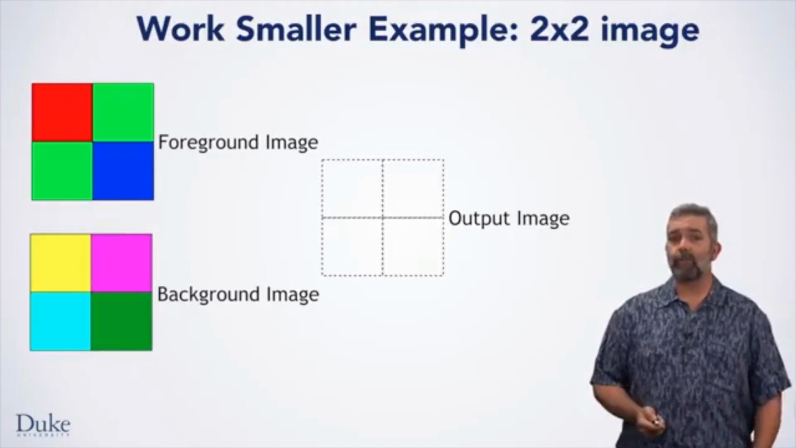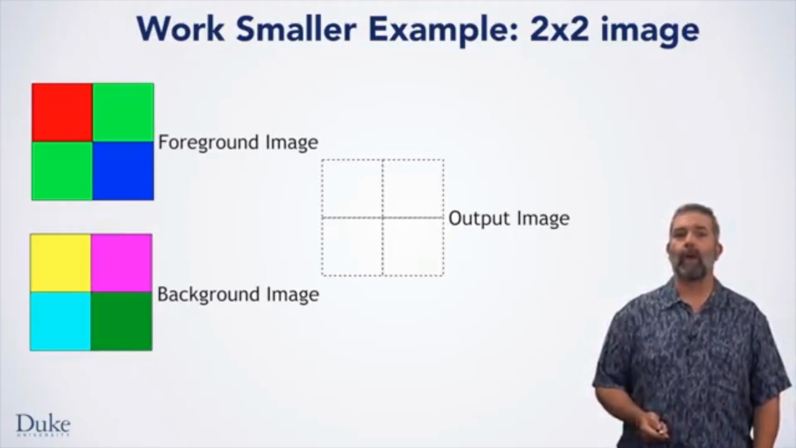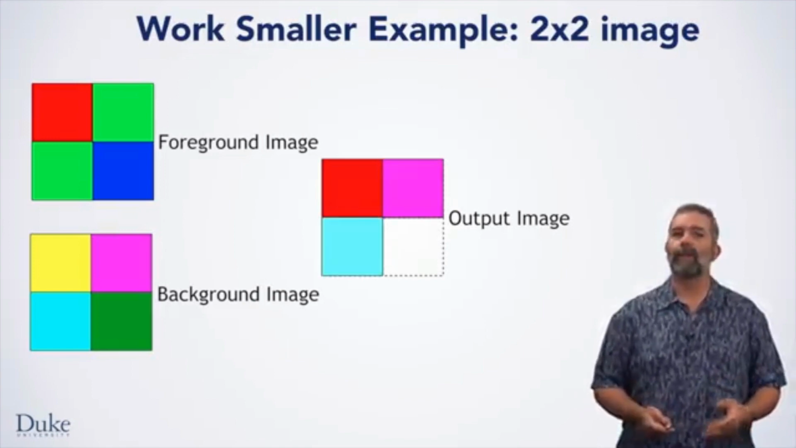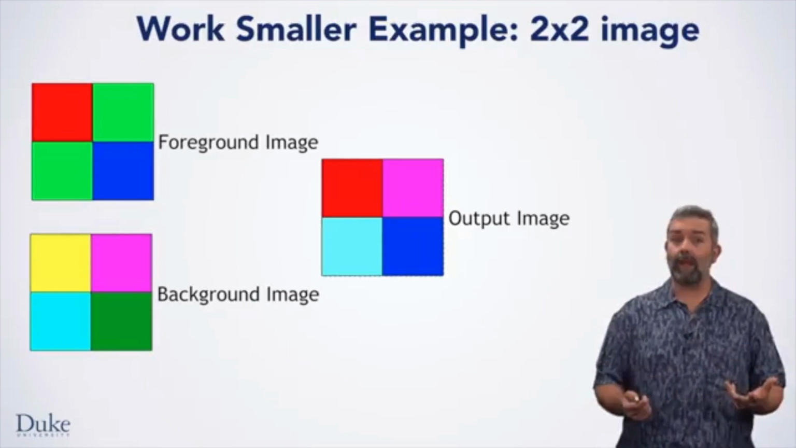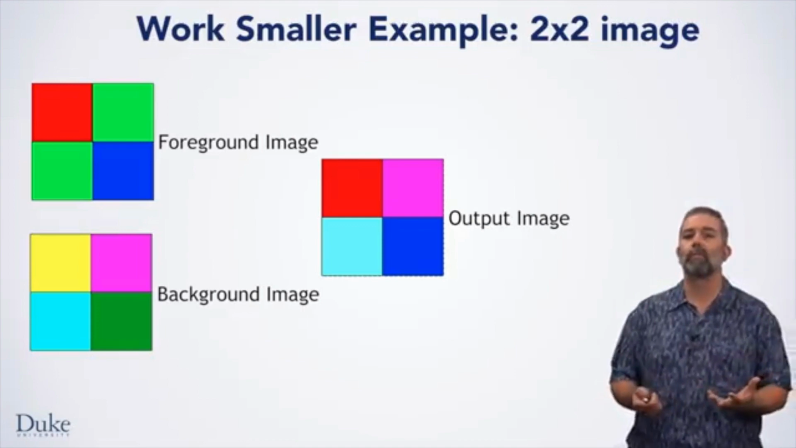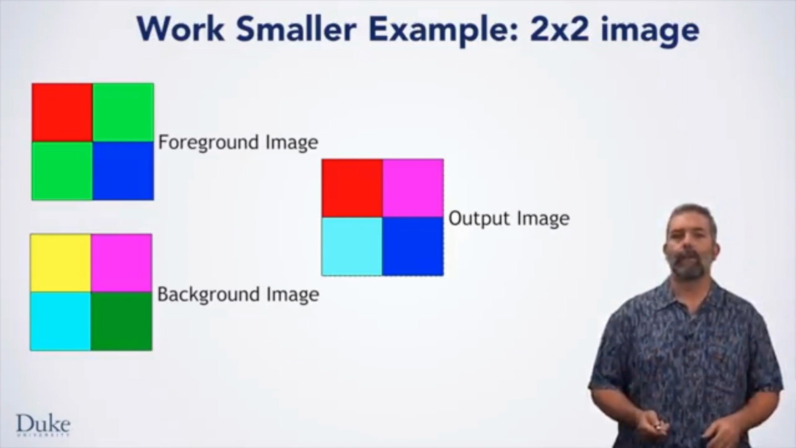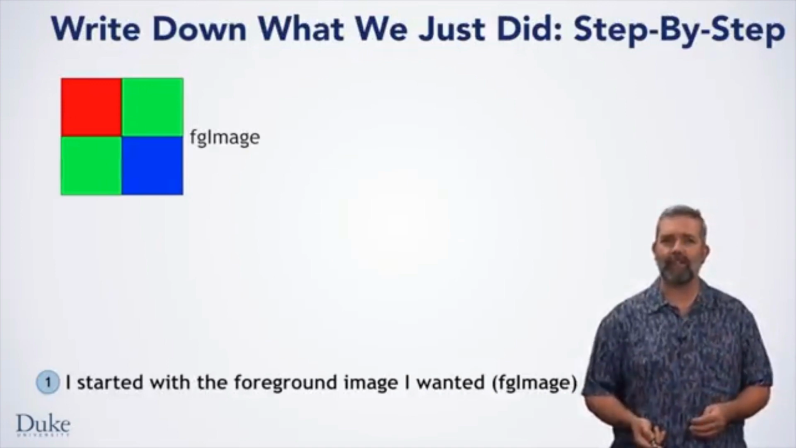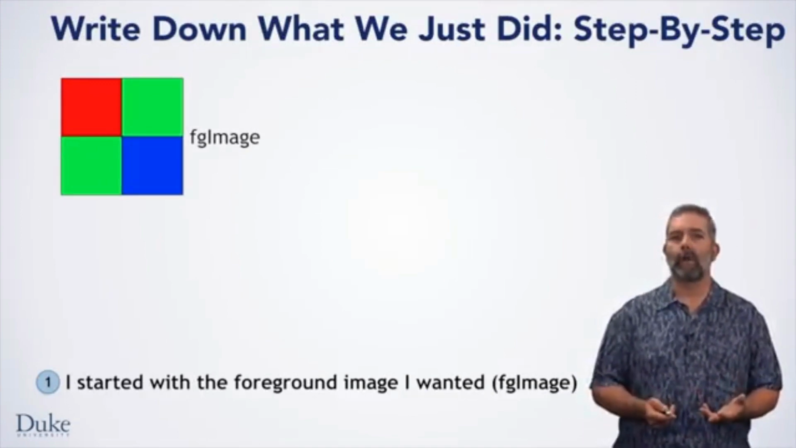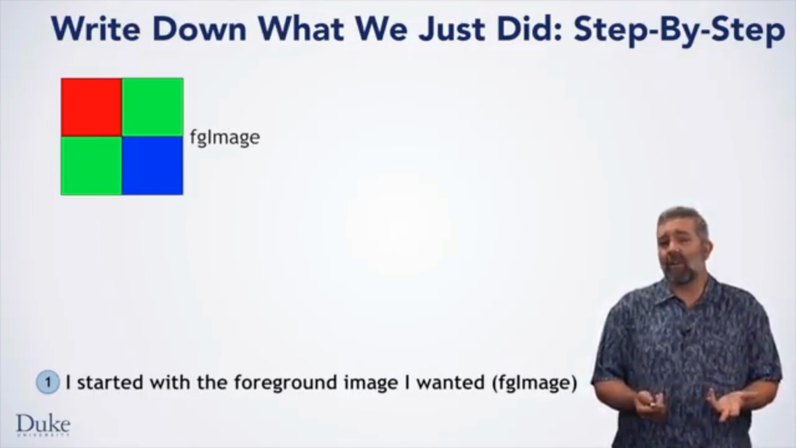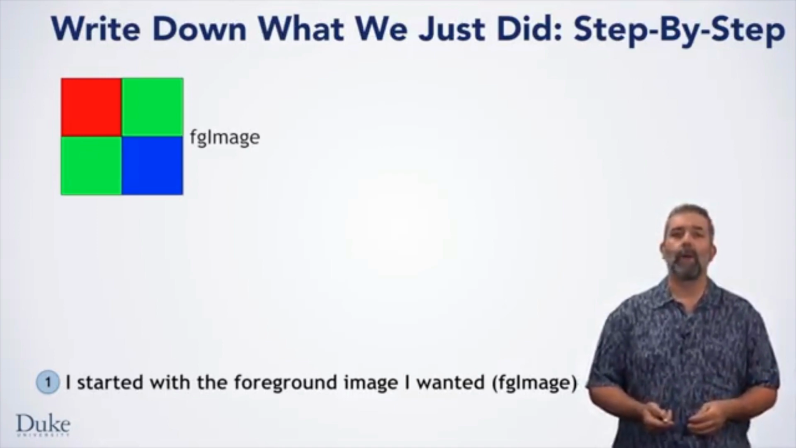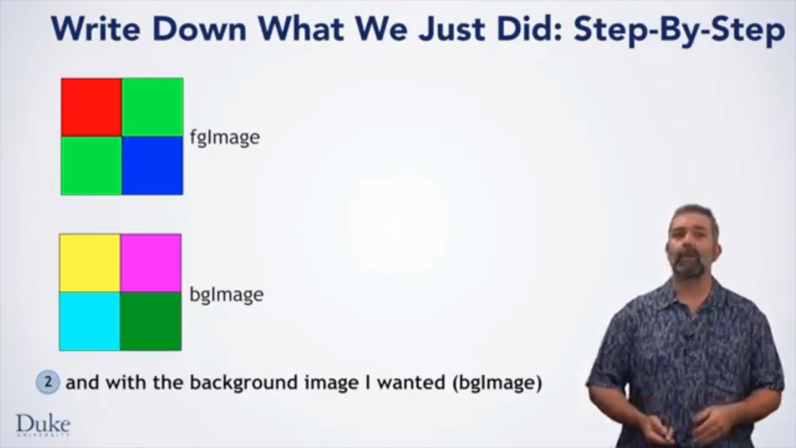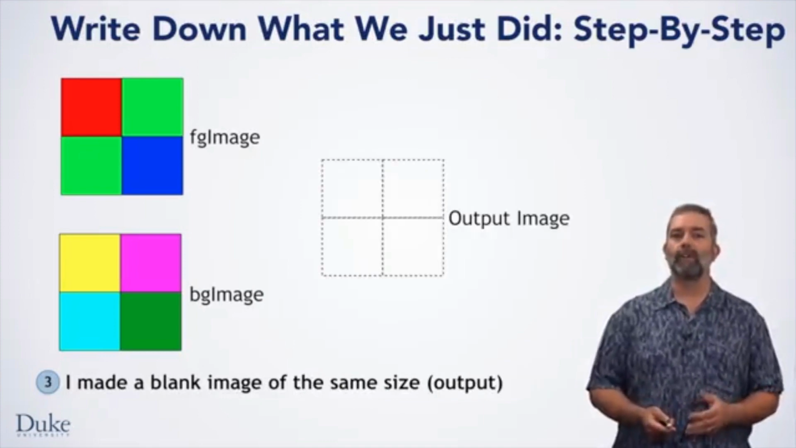Now that the examples are chosen, let's go through and figure out what color to make each pixel of the output image. Great! Now we have solved an instance of the problem by hand. The next step is to write down exactly what we did in a step-by-step fashion. I started with the foreground image I wanted. I'll call this FG image. And with the background image, I'll call it BG image.